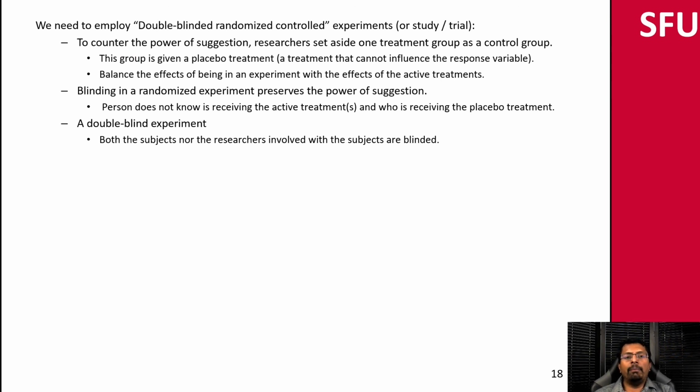The other thing is we need to employ what's known as double-blinded randomized controlled experiments in a study or trial. This is basically to counter the effect of suggestion. The subjects are set aside into one group, the treatment group, and the other is a control group. The control group is typically given what's known as a placebo. The placebo looks and feels the same as the treatment. For instance, in a medical experimental study, some people might get the actual medication, and some people might get a sugar pill, which looks very similar to the actual medication but doesn't have any effect. And then we need to balance the effect of the active treatment.